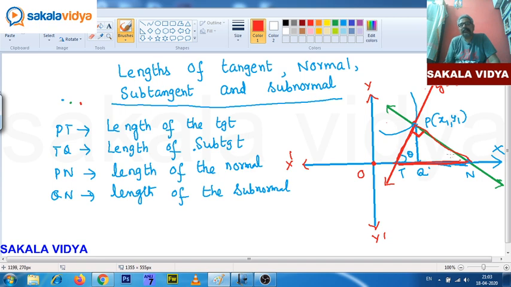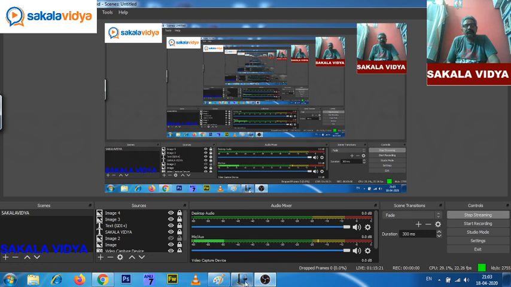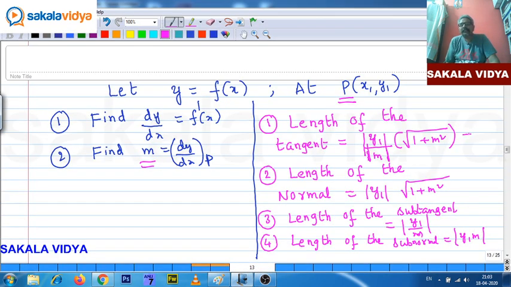The area of the triangle is equal to half base into height. So, the area of the triangle formed by the tangent and normal to the curve with x axis is given by delta, that is equal to half multiplied by PT into PN. This is PT, the length of the tangent. This will be PN. Understood now?